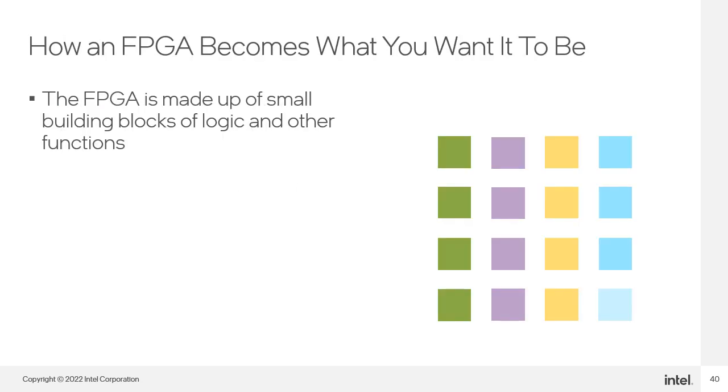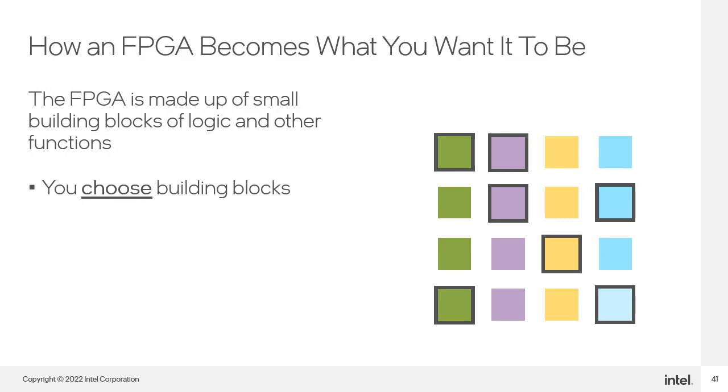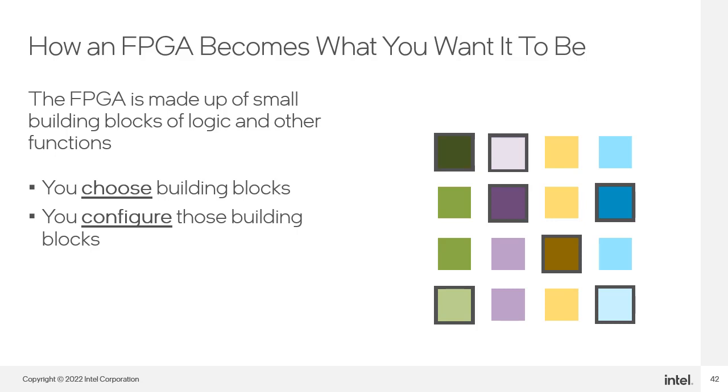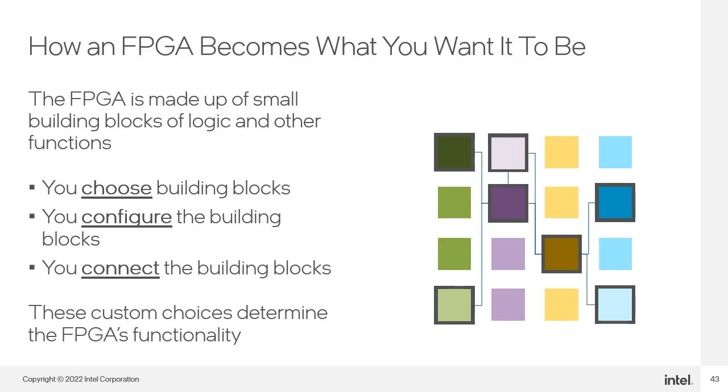How does an FPGA become what you want it to be? Remember, FPGA has billions of transistors. This image shows a simplified representation of the blocks inside the FPGA. These are building blocks of logic and other functions. The software where your compiler is running will choose the building blocks inside of the FPGA for your design. By choosing, it also determines what type of block and what placement is suitable for it. Remember, there are millions of these blocks, so choosing which one to build with takes a while. Next, you configure the building blocks to what you need to load into the lookup tables. Finally, you connect these building blocks. This process, which involves routing, also takes a while. These custom choices eventually determine the FPGA's functionality.